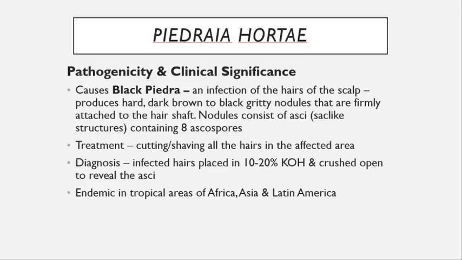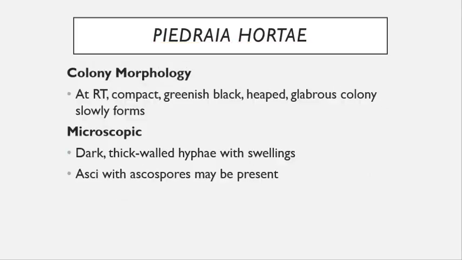Diagnosis can be using 10 to 20% KOH on the infected hairs and crushing open the nodules to reveal the asci. It's endemic to tropical areas such as Africa, Asia, and Latin America. Piedraia hortae, as far as colony morphology, grows at room temperature. It produces a compact greenish-black heaped glabrous colony. Remember, glabrous is kind of a leathery, smooth colony. It produces no aerial mycelium, and it forms slowly.